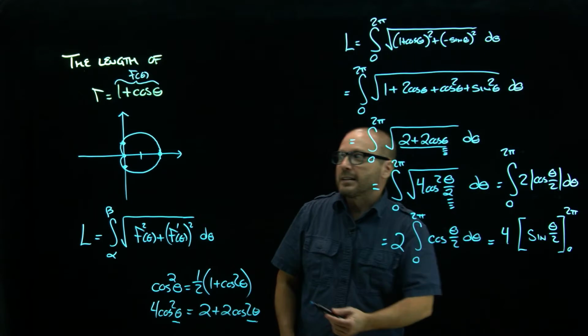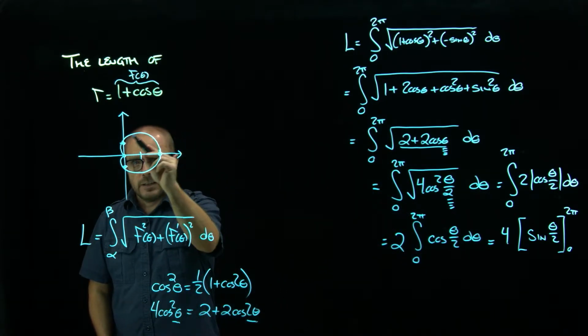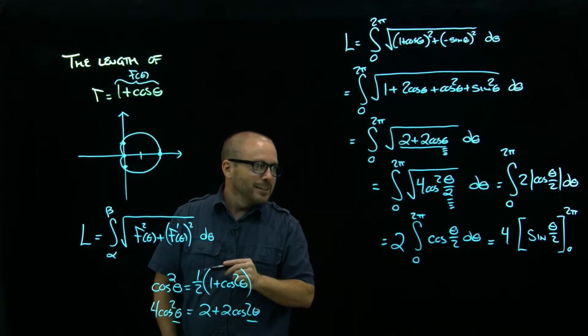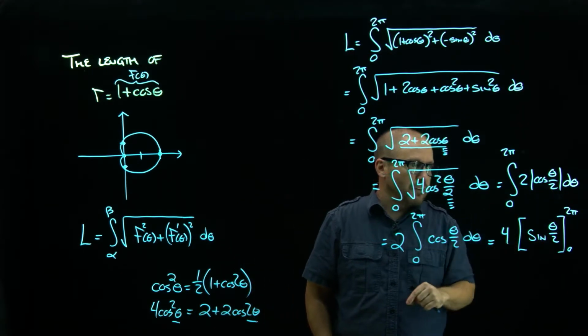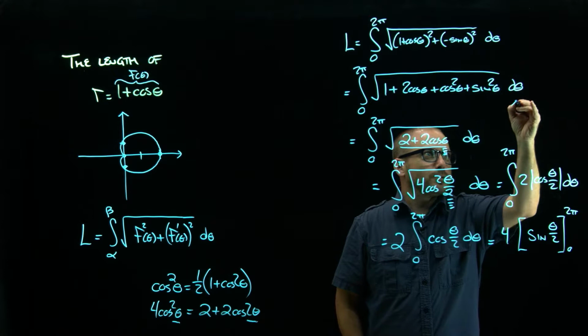And this is going to tell me that the length of this cardioid is 0. And I know full well it's not 0. So what did I mess up? I just said that cosine's never negative. That's not true. Let's look at the picture.